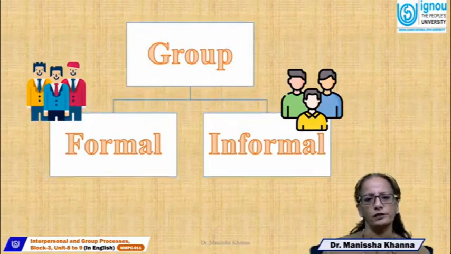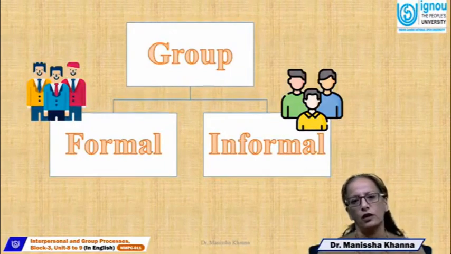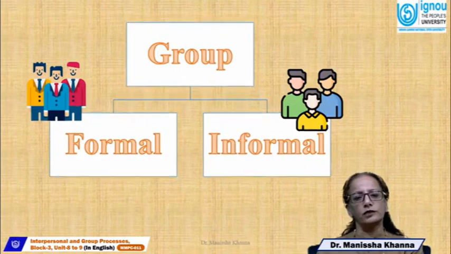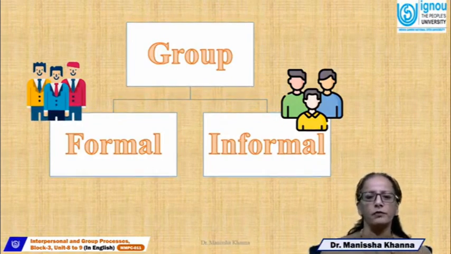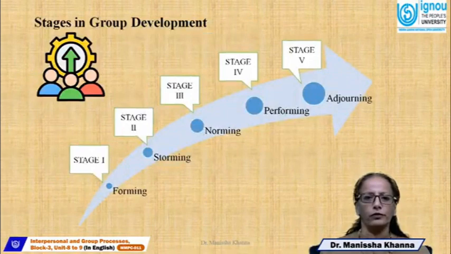Similarly, in an organizational context, the people who are working within an organization on something related to the organizational objective are a formal group. But if those people are meeting outside the organizational setup, apart from their organizational objective, that can be considered an informal group.